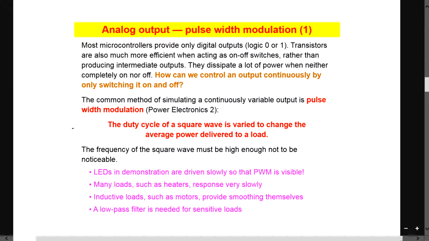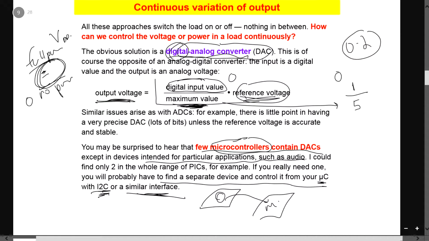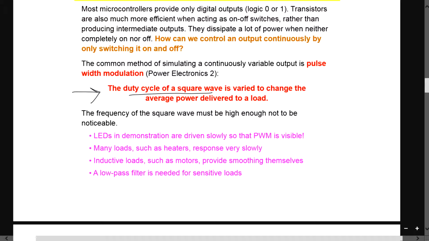Therefore, in order to vary your speed from no power to full power, you want to vary it in between. What we do is vary the duty cycle of a square wave. Take note that the frequency of the square wave must be high enough not to be noticeable. LED demonstrations are driven slowly so that the pulse width is visible. For example, the LED lights up, waits a while, then closes, and suddenly after a while it opens again. So we can see it very clearly.